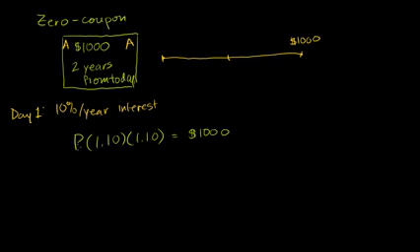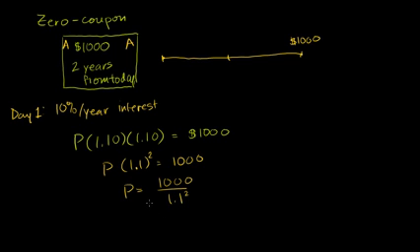So let me just be very clear here. P is what someone who expects 10% per year for this type of risk would be willing to pay for this bond. So when you compound their payment by 10% for 2 years, that should be equal to $1,000. So if you do the math here, you get P times 1.1 squared is equal to 1,000, or P is equal to 1,000 divided by 1.1 squared.